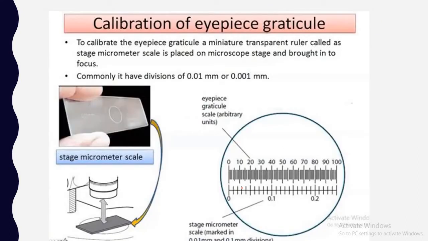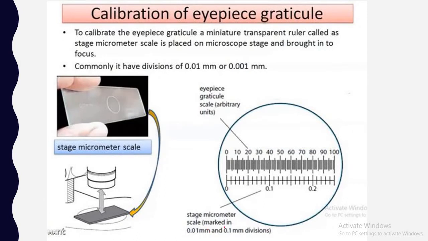The need for the stage micrometer is because your eyepiece graticule, when you observe it, looks like this. You see there are arbitrary units. You can call it no units given. So how are you going to measure the cell? Your eyepiece graticules have arbitrary units on them. There are no measurements, no units given to you. So in order to know the size of the cell we are measuring, we need to calibrate it using a stage micrometer or a stage graticule.